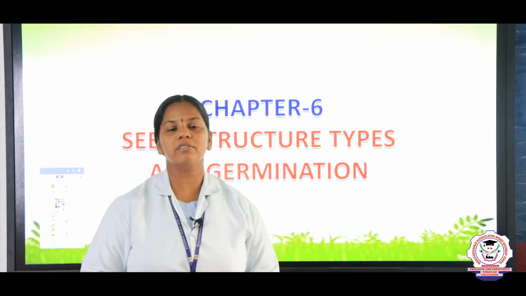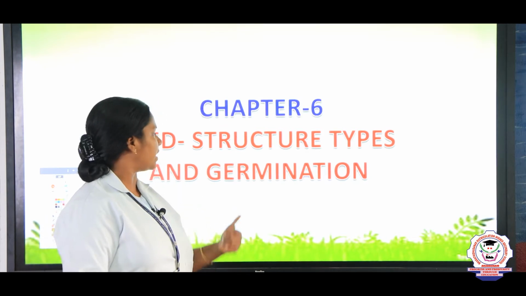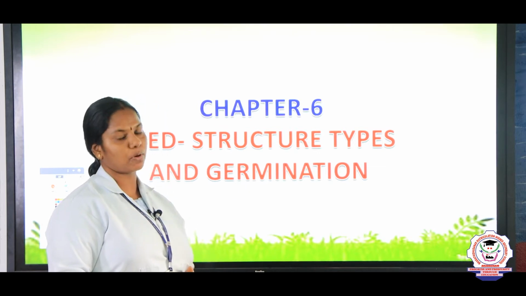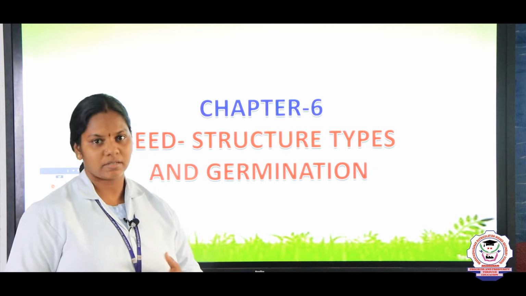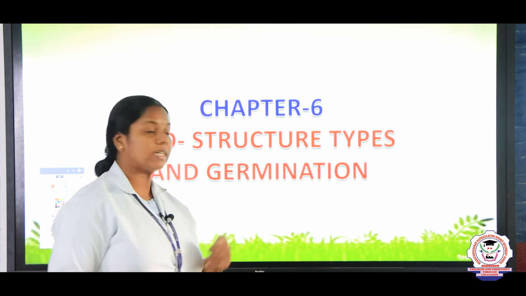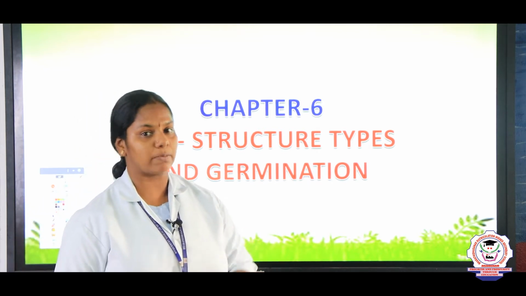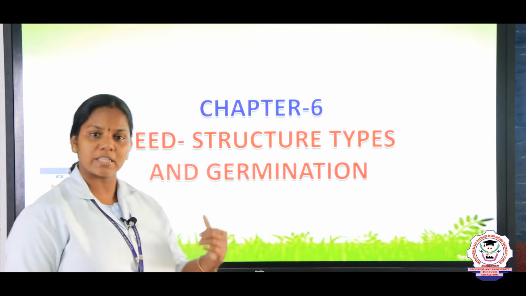Children, today we are going to see 9th standard biology chapter 6. The chapter name is seed, right? In this chapter we are going to study about the structure of the seed and next the types of seeds, monocot seed and the dicot seed, and about the germination. There are two types of germination, epigeal and hypogeal. These are all the things we are going to discuss in this lesson. Let us go into the session.